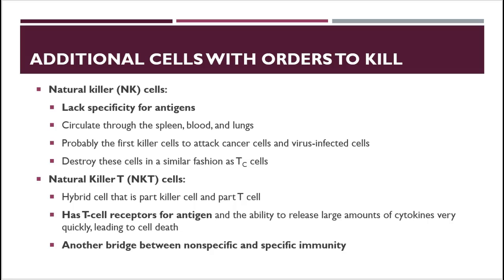We also have some other cells that are considered T cells. We have natural killer cells. These cells are not specific. So while they are T cells, they do not respond to specific antigens. They circulate through the spleen, blood, and lungs. It's hypothesized that they are probably the first killer cells to attack cancer cells and virus-infected cells.